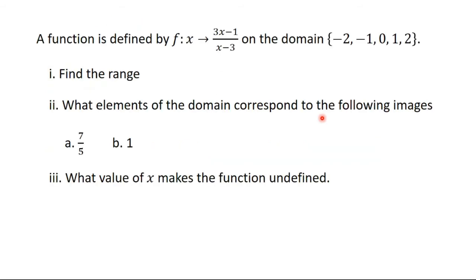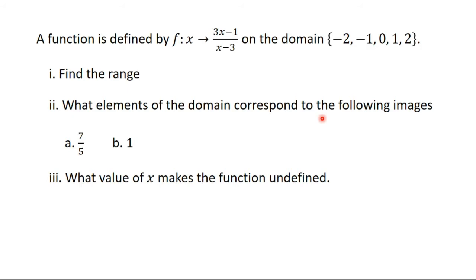Let's look at the next example. A function is defined by f of x equals 3x minus 1 over x minus 3 on the domain negative 2, negative 1, 0, 1, 2. Find the range. What element of the domain corresponds to the following images? A, 7 over 5 and B, 1. Then what value of x makes the function undefined?